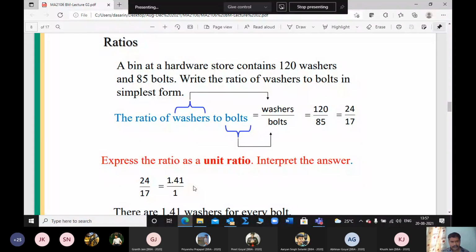So if you now concentrate here, 1.41 divided by 1 is also a fraction. In this fraction I can see the numerator and the denominator, in which the denominator is equal to 1. That means it has become a unit ratio now. Therefore, the unit ratio of washers to bolts is 1.41. That is the answer.